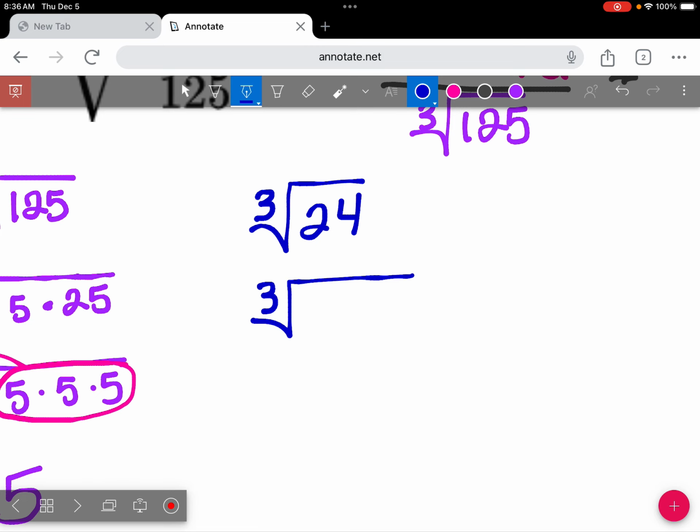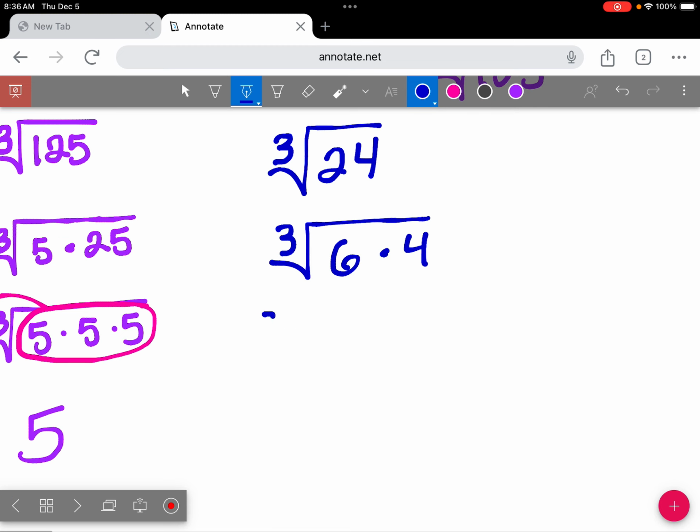6, not 6 and 3. 6 and 4, yeah. 6 times 4 multiplies to make 24. I don't see a set of 3 in here, so let's keep going. Let's break them down even further. I'm going to stick with my 6 and 4.